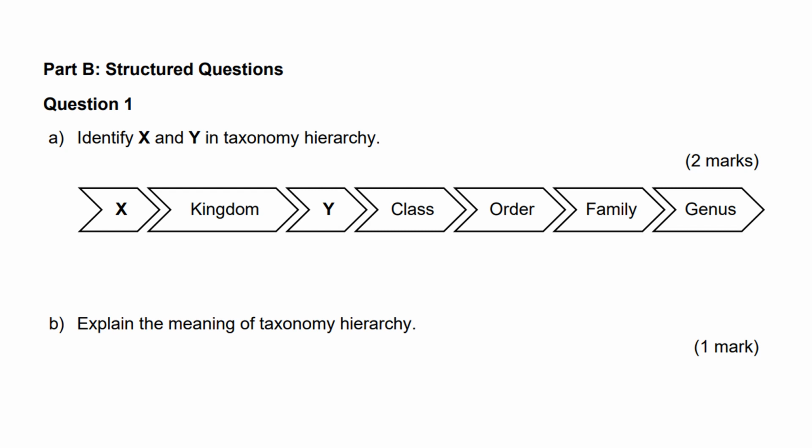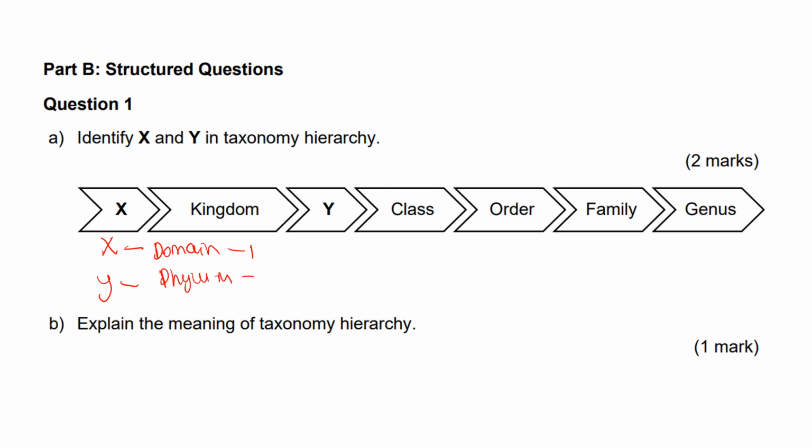In this video, we are going to discuss Part B, Structured Question of Chapter 7, Biodiversity. Question number 1A asks, identify X and Y in taxonomic hierarchy. The question is worth 2 marks. For the first mark, the answer for X is domain. 1 mark. And Y is phylum.